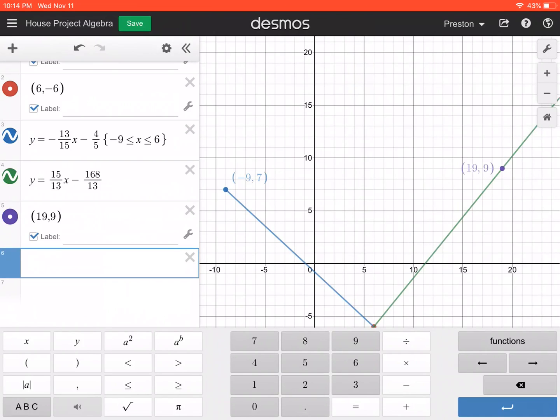But I would definitely choose a point that's on the line that comes out evenly. It doesn't have a decimal or anything like that. So that's my third point.